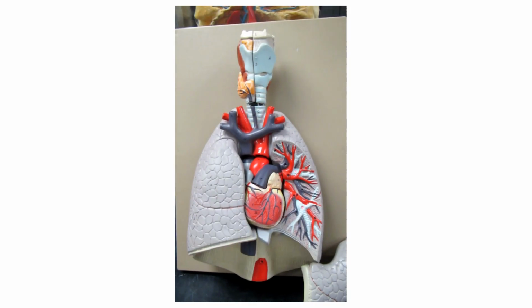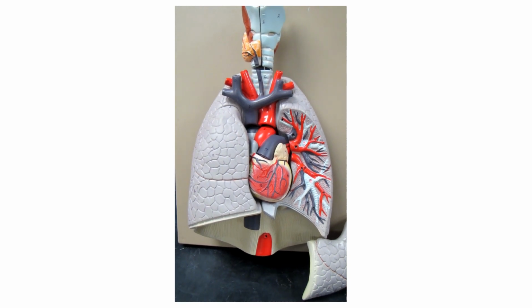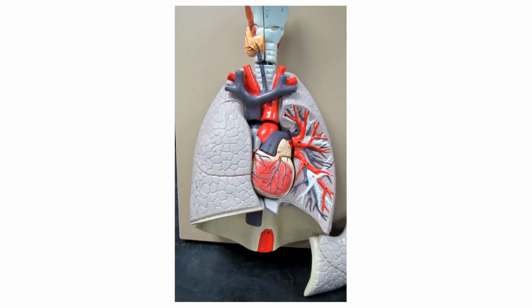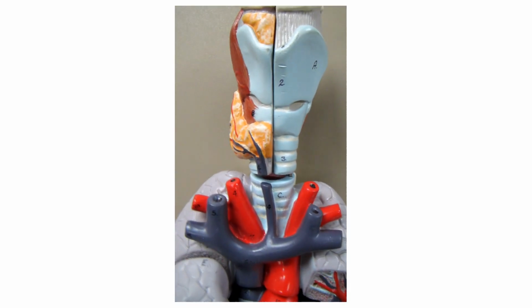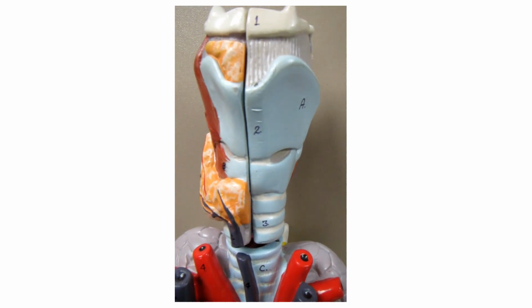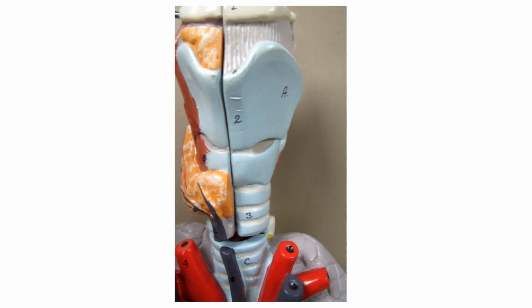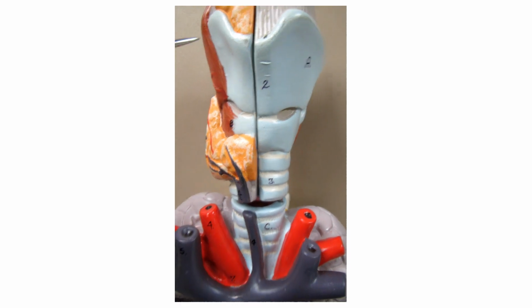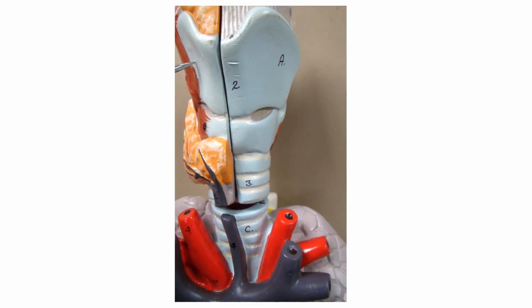Okay, so let's take a look at the model of the human respiratory system. First thing we're going to do is take a closer look at the upper part of the respiratory system here. You can see here is the hyoid bone, and below the hyoid bone, you can see the larynx. Parts of the larynx you can actually visualize on this model.